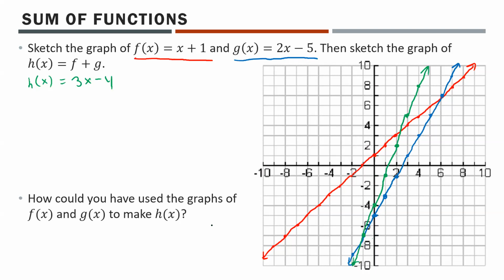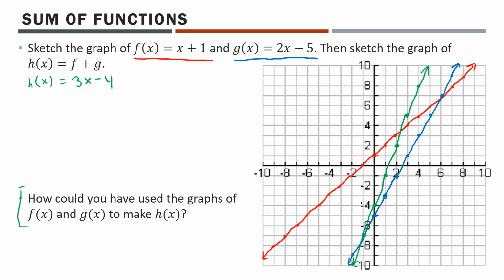All right, so those are the graphs of all three of those. What I want to get at, though, is how could you have used the graphs of f of x and g of x to make h of x? Well, let's just take a quick look at this. I want you to actually analyze this. Look at the red one and look at the blue one, and see what the relationship would be between the red line and the blue line to make the green line.